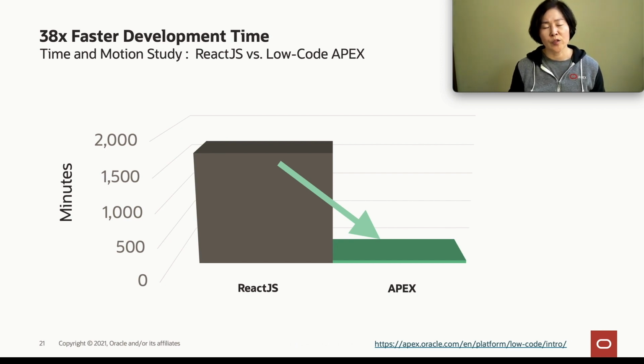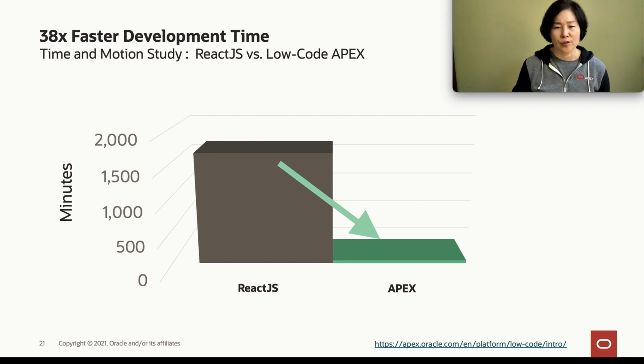What they found was very interesting. They found that Apex is 38 times faster than building the application with similar functionality in React.js. This shows the value proposition of the low code, and Apex is you can build your applications faster compared to traditional coding from scratch.